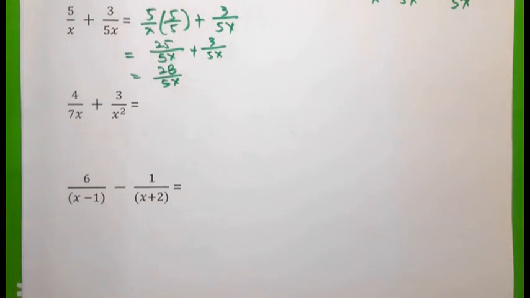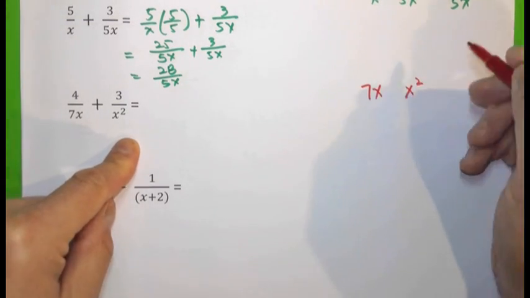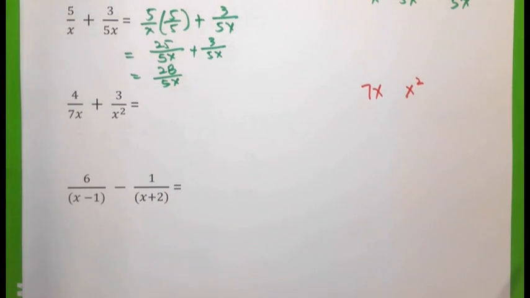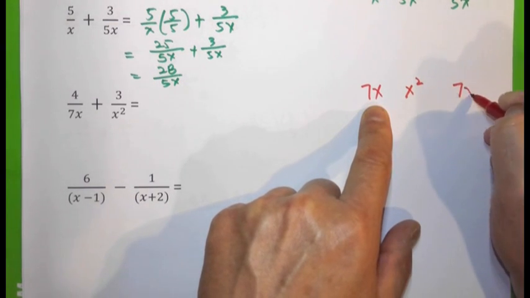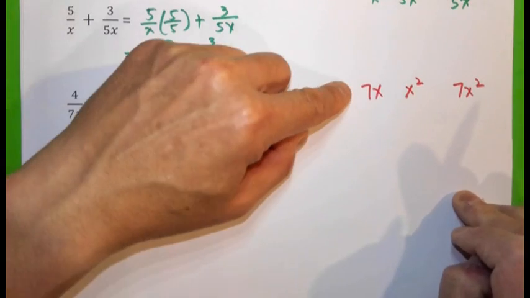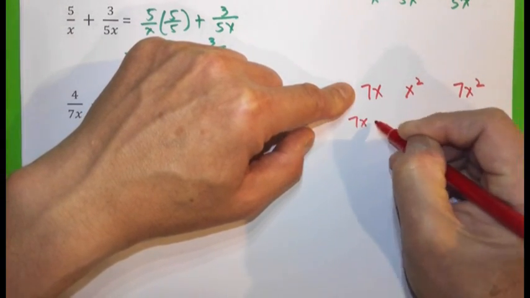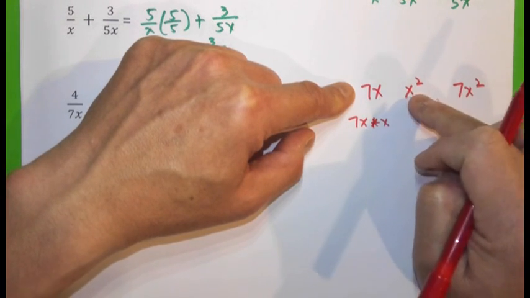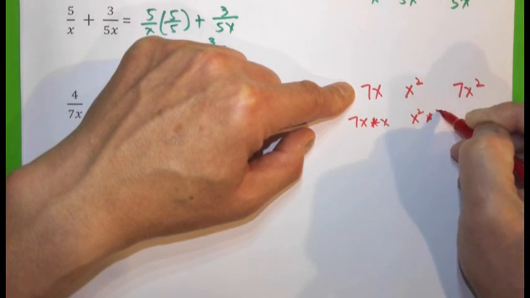What about the next one? You've got 7x and x squared. What actually is the common denominator for this? 7x and x squared? In fact, it's actually 7x squared. Now, to get from 7x to 7x squared, you multiply it by x. To get from x squared to 7x squared, you multiply x squared by 7.